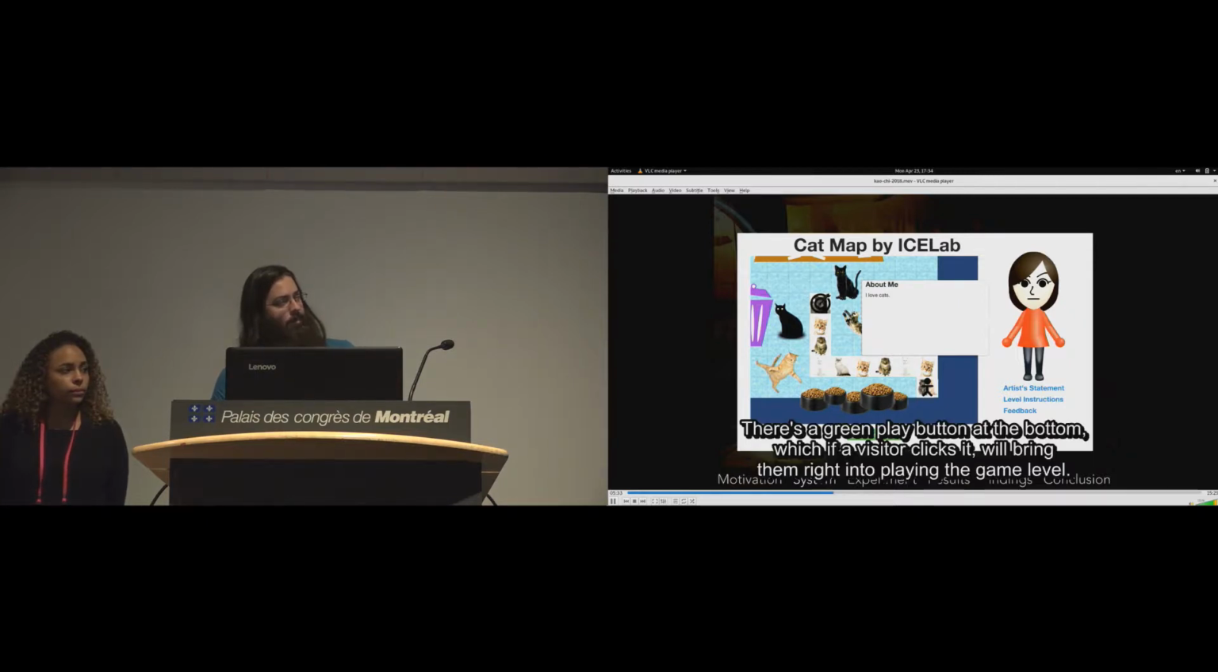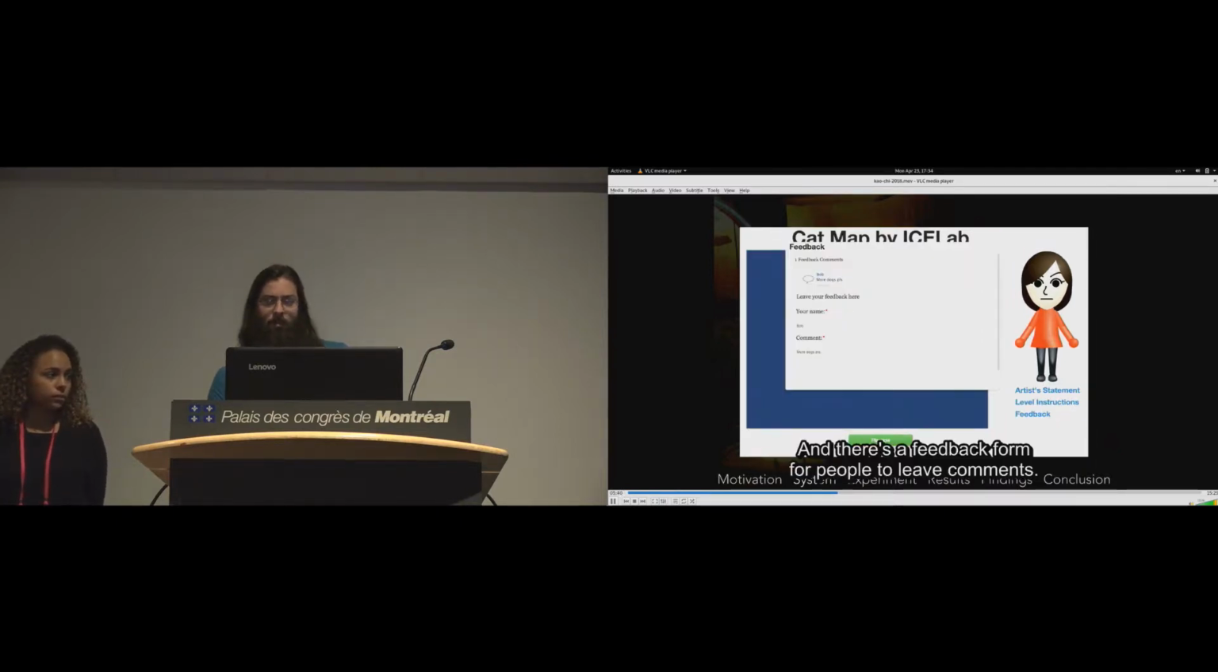the right are clicked. There's a green play button at the bottom where if a visitor clicks it, will bring them right into playing the game level. And there's a feedback form for people to leave comments.